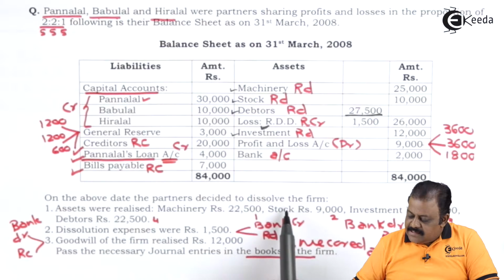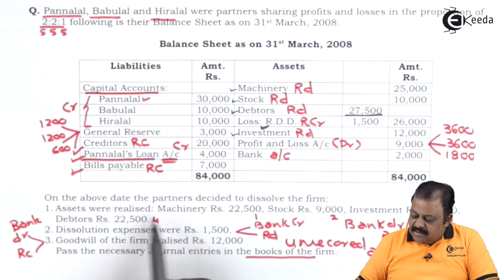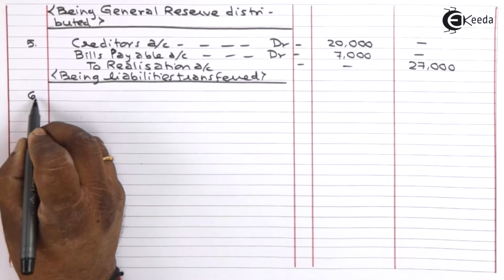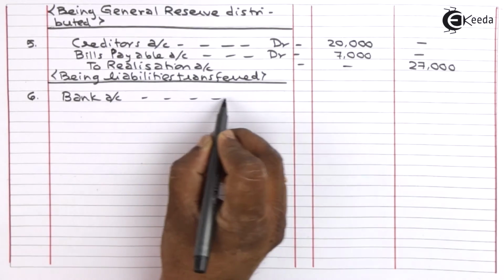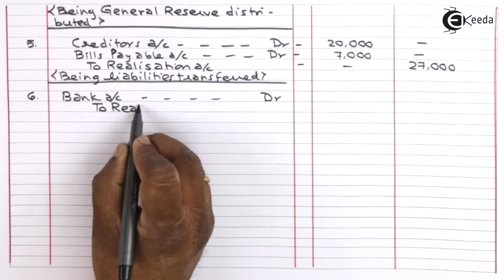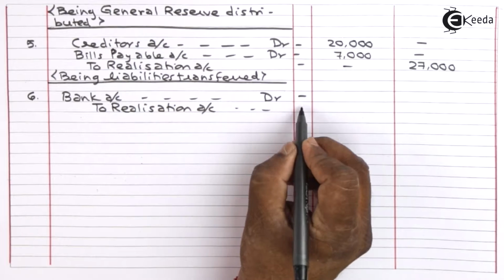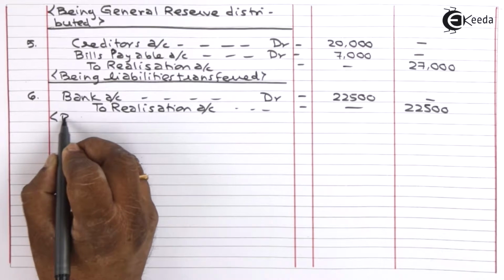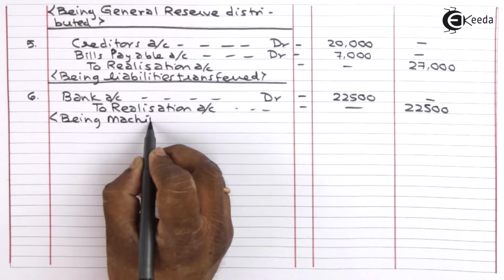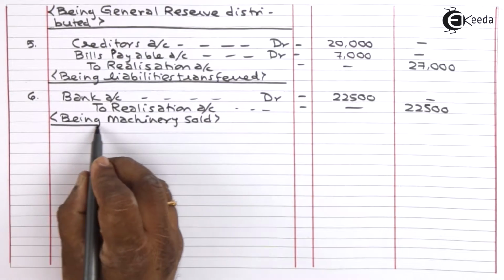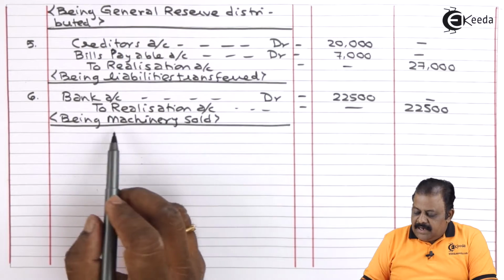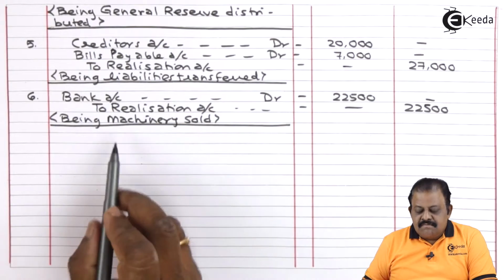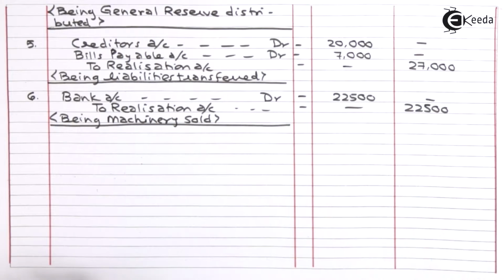Let us go through the adjustments now. On the above date, the partners decided to dissolve the firm. Assets realized: machinery, stock, investment, debtors. Bank account debit to realization account 22,500, being machinery sold.